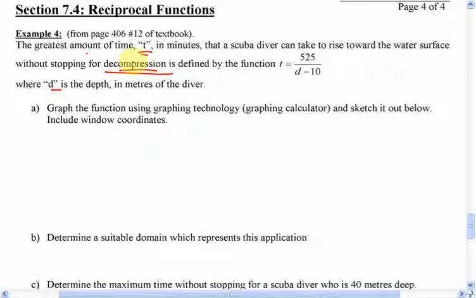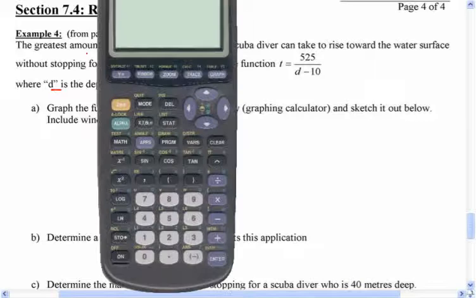So here's what I'd like you to do. Graph the function using graphing technology. Let's bring out your graphing calculators and see if we can graph this out first of all. On a test, I know you won't have a graphing calculator. If I give you a question like this on the test, I will actually give you the graph already. But I want you to know how to use your graphing calculator as well.